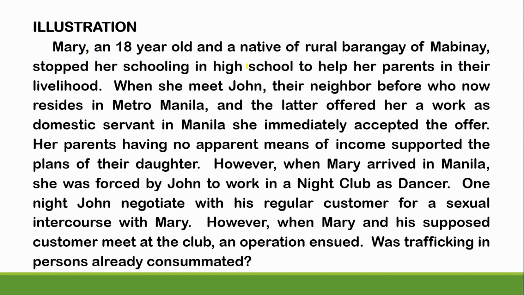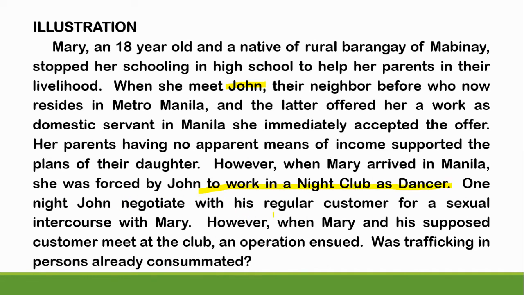Pero, Mary, an 18-year-old, a native of rural barangay Mabinay, stopped her schooling in high school to help her parents in their livelihood. When she met John, their neighbor before, who now resides in Metro Manila, and had offered her a work as domestic servant in Manila, she immediately accepted the offer. Her parents, having no apparent means of income, supported the plans of their daughter. However, when Mary arrived in Manila, she was forced by John to work in a nightclub as dancer.